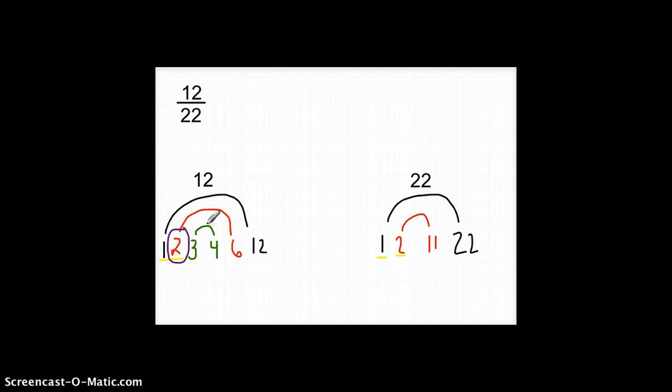So after we find the greatest common factor of both the numerator and the denominator, we need to divide them both by that number. And you can set it up just as another fraction like I'm doing here. So because 2 is our greatest common factor of 12 and 22, we're going to divide the numerator by it and the denominator by it. And you just divide straight across. So 12 divided by 2 is 6. And 22 divided by 2 is 11.